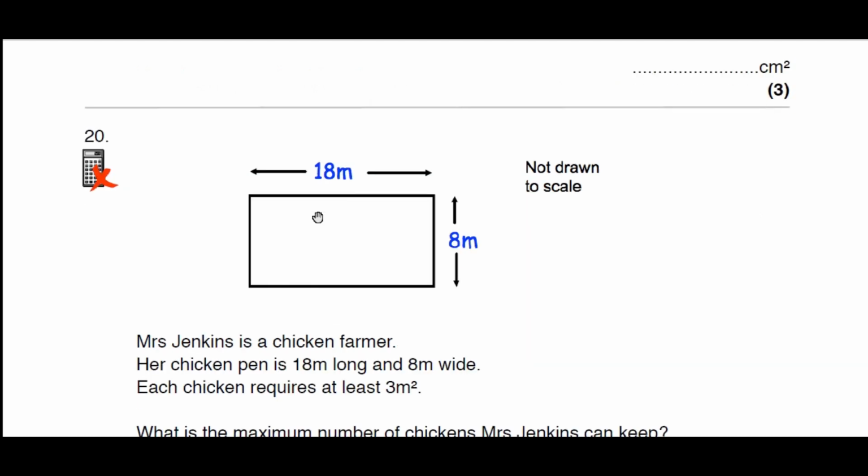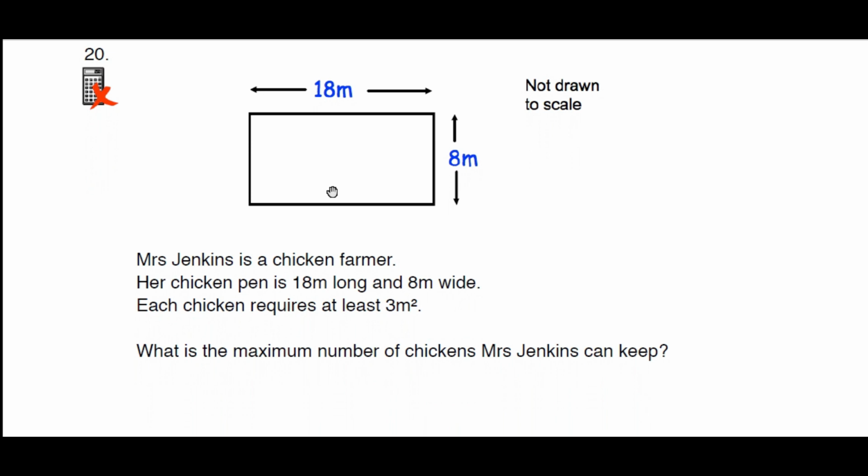Okay, in question number 20, what you have to do, read the question. Mrs. Jenkins is a chicken farmer, and her chicken pen is 18 meters long and 8 meters wide. 18 meters is the length and 8 meters is the width. Each chicken requires at least 3 meters squared. So each chicken requires 3 meters squared.